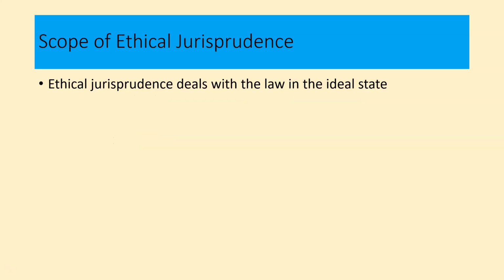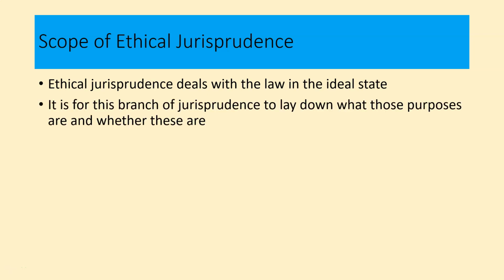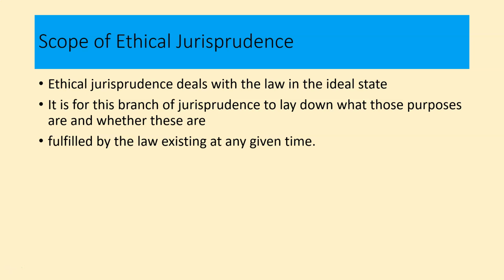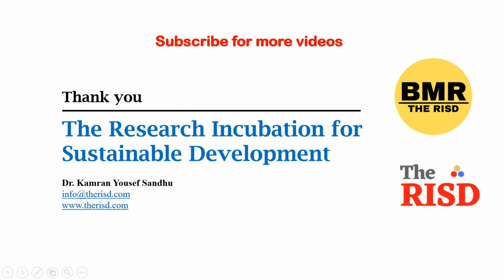Scope. It deals with the law in the ideal state as it should be. Law exists to fulfill certain purposes. It is for this branch of jurisprudence to lay down what those purposes are and whether they are fulfilled by the law existing at any given time. It considers the modification necessary in the existing law so that it may fulfill the objects for which it exists. The other two branches are concerned with an analysis of the law as it is or has been without being concerned with its adequacy.